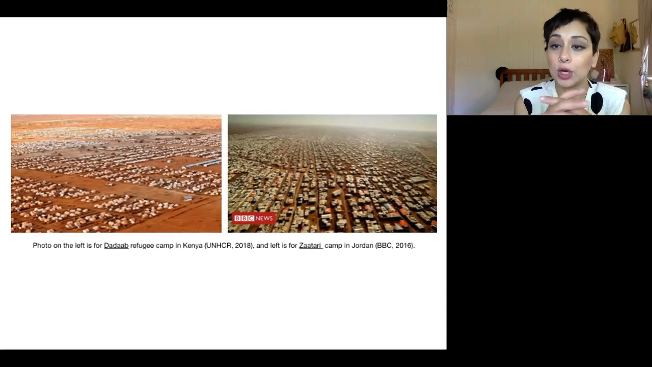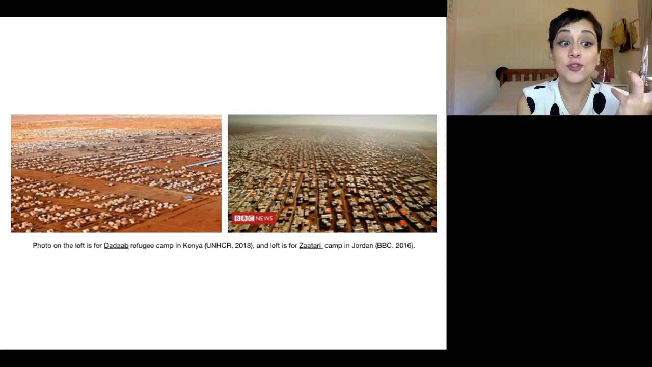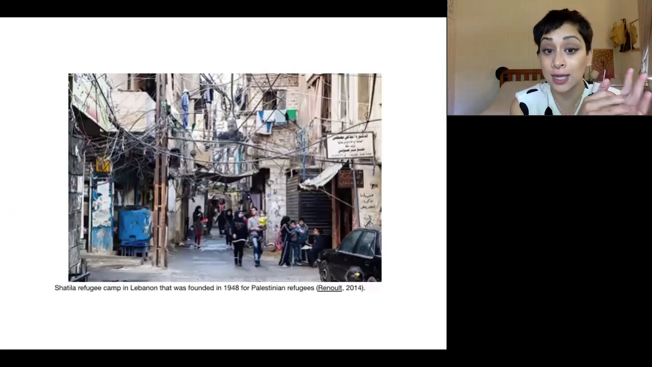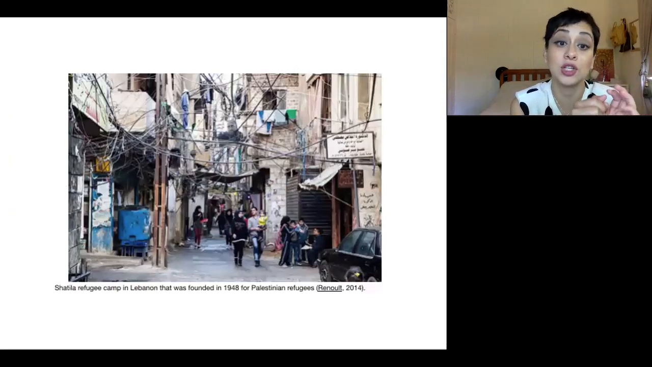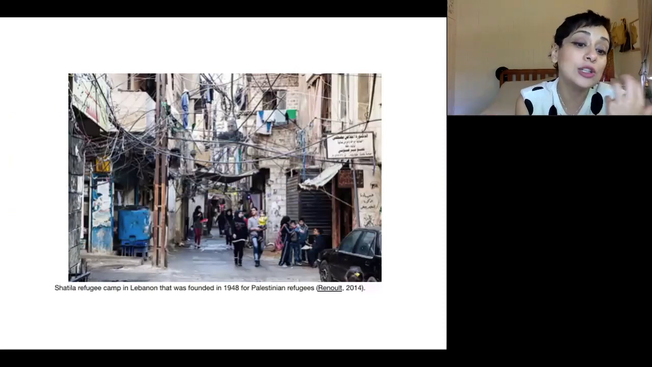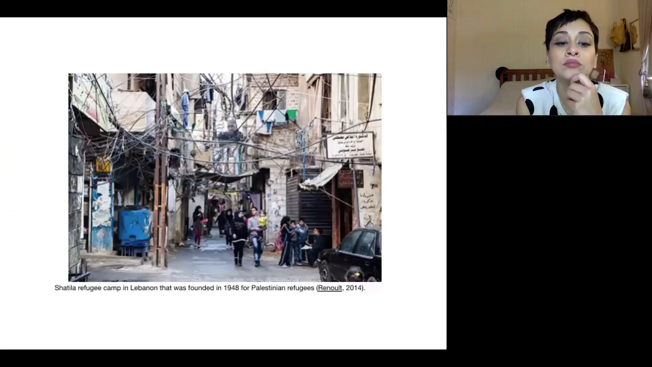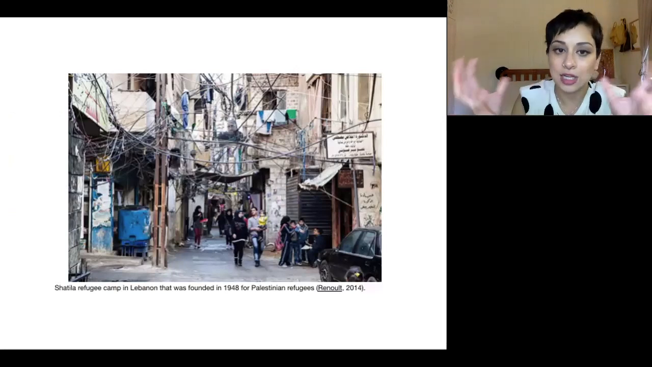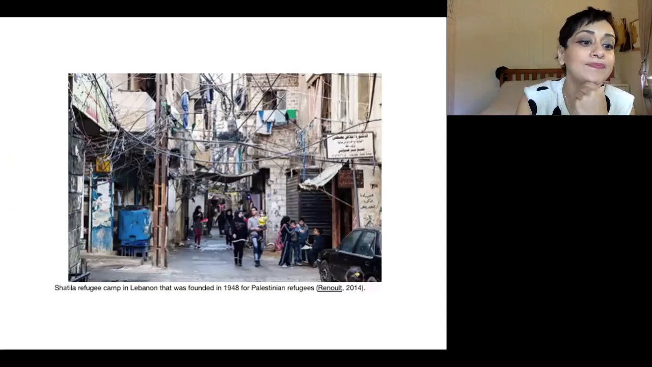This temporary solution fails. We can look at this refugee camp in Lebanon, which was established in 1948 for Palestinian refugees. It looks like a mess. It failed. It looks like building transgressions or spatial violations. However, it's the needs of the people that ended up overspilling and changing and transforming.